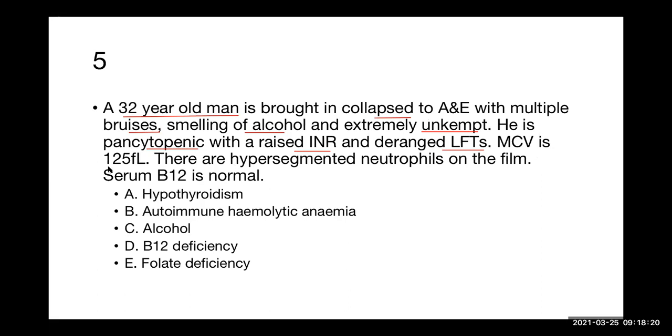MCV is 125 femtoliter. If it is more than 100 femtoliter, it is high. That shows there are macrocytes present. So it is a case of macrocytic anemia. There are hypersegmented neutrophils on the film as well, and serum B12 is normal. So what is the most likely diagnosis here from the list? Is it hypothyroidism? Is it autoimmune hemolytic anemia? Is it alcohol? Is it B12 deficiency? Or is it folic acid deficiency?